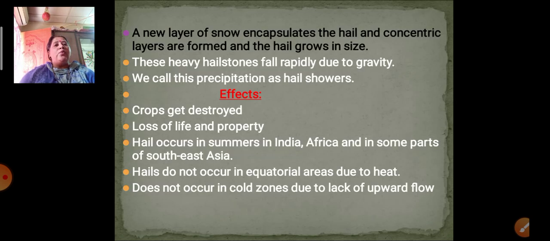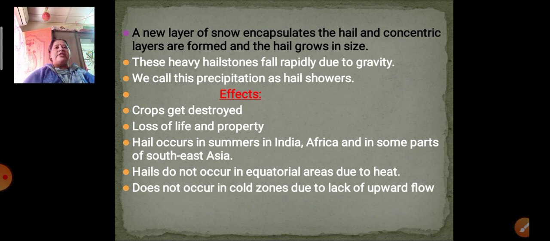A new layer of snow encapsulates the hail, and concentric layers are formed and the hail grows in size. Slowly, because of the upward movement of air again and again, a layer is formed over the hail and becomes concentric layers, and the hail grows in size.